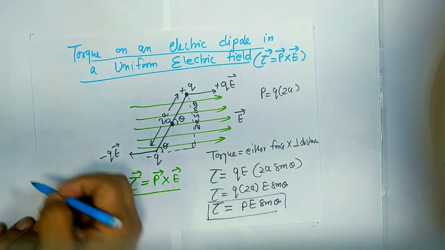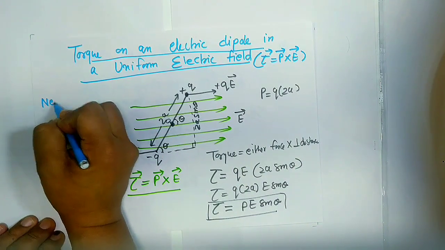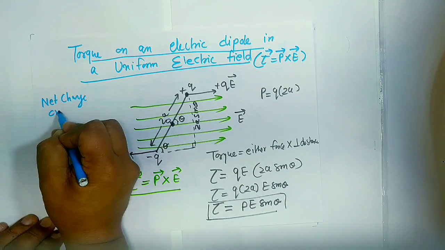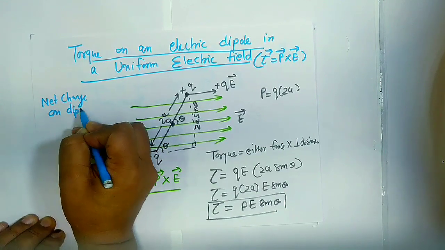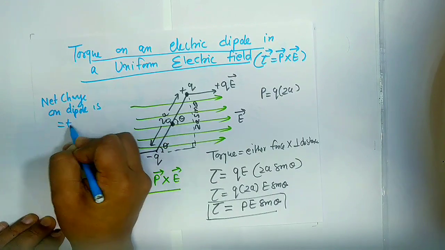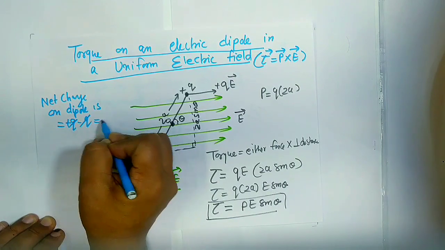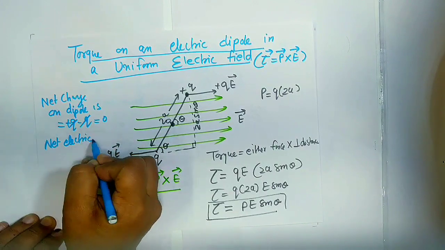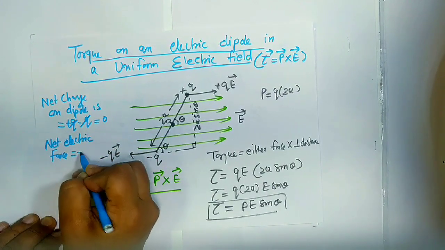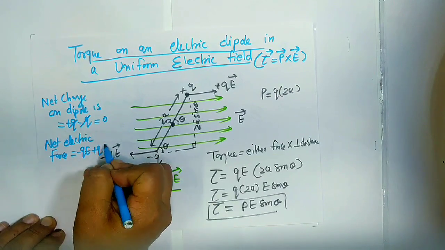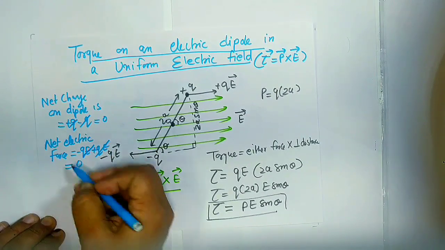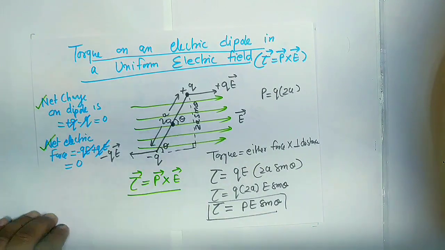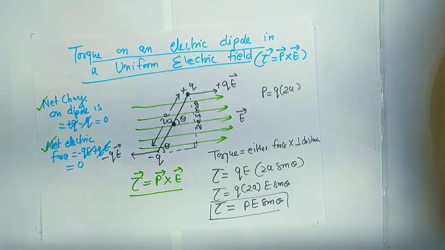And one thing is that the net charge on the dipole, already explained, is what? It is 0. Already we have discussed this. Can you tell me what is the net force here? Net electric force. It is again 0. Why? Minus QE plus QE makes it 0. So these two things we have to remember. One is the net charge, one is the net electric force. Torque is P cross E.